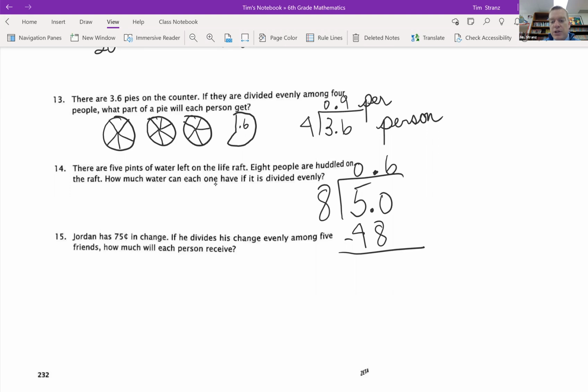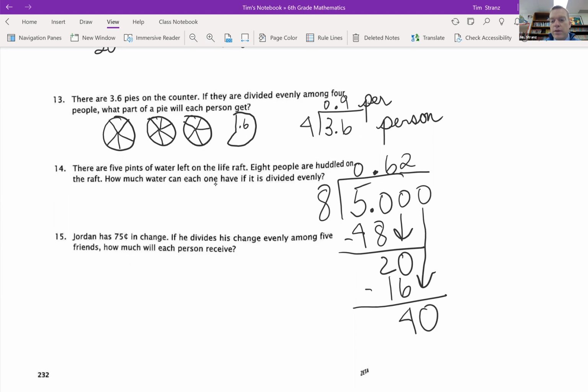I'm going to carry down my imaginary 0. 8 goes into 20 only twice. I'm going to bring down another imaginary 0. 8 goes into 40 5 times. Okay, so each person gets 0.625 of a pint.